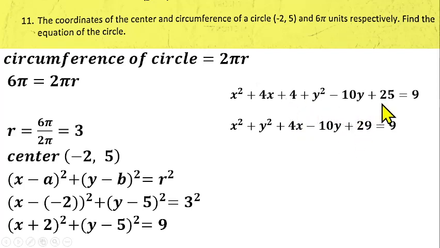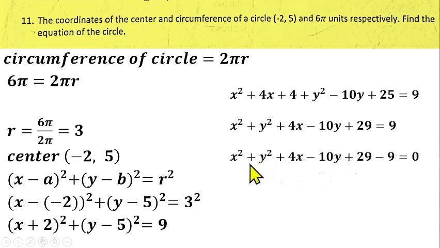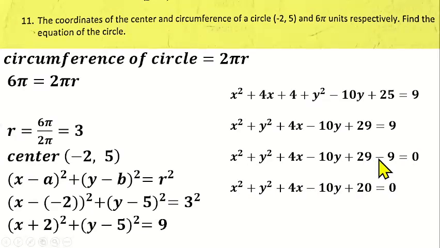then 25 plus 4 will give us 29, then equals 9. Then bring this 9 to this side, we have x squared plus y squared plus 4x minus 10y plus 29 minus 9 equals 0. So simplify further, 29 minus 9 gives us 20, equals 0. So this is the equation of the circle we are looking for.